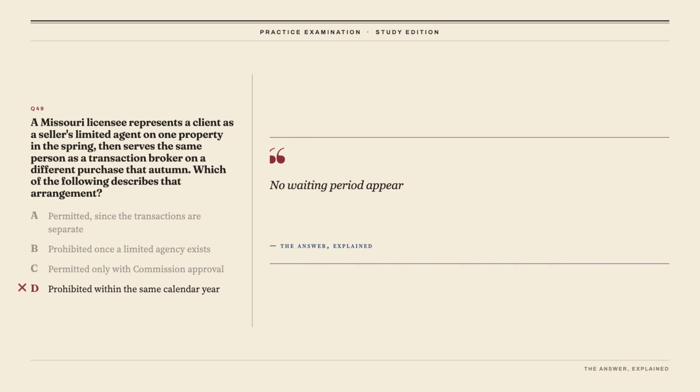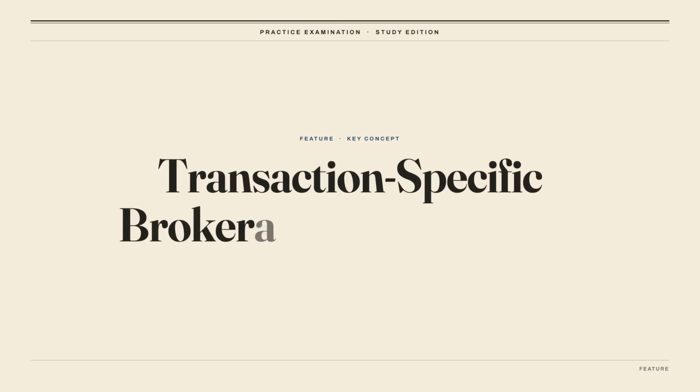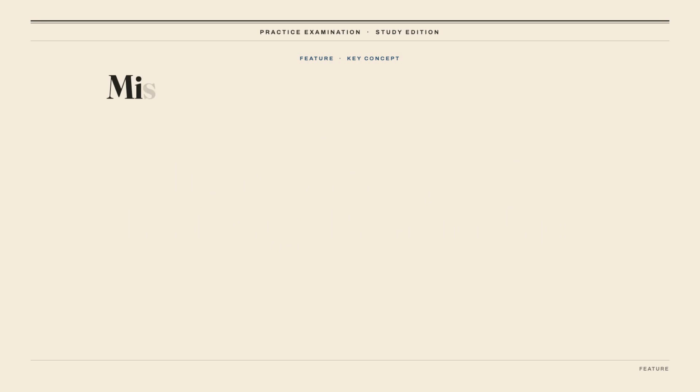D is wrong because no waiting period appears in the statute. The provision permits this arrangement outright, provided each separate transaction is documented on its own terms. In Missouri, a brokerage relationship isn't a permanent bond with a person. It's tied to a single transaction. It's created by a written agreement, it governs one deal, and it ends when that deal ends.